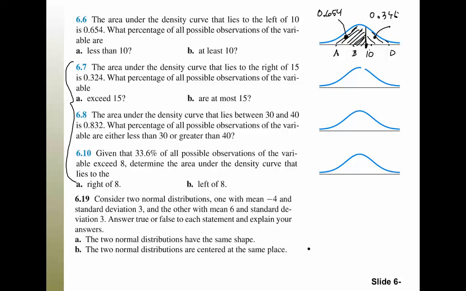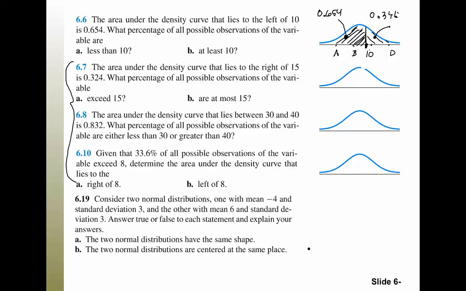Where is 15? Where is 30 and 40? Where is 8? Okay. Which one am I doing? Which one should I do? I'll do one of those three. Second one. People are saying the second one. Agree? We have a consensus? Sweet. Okay.